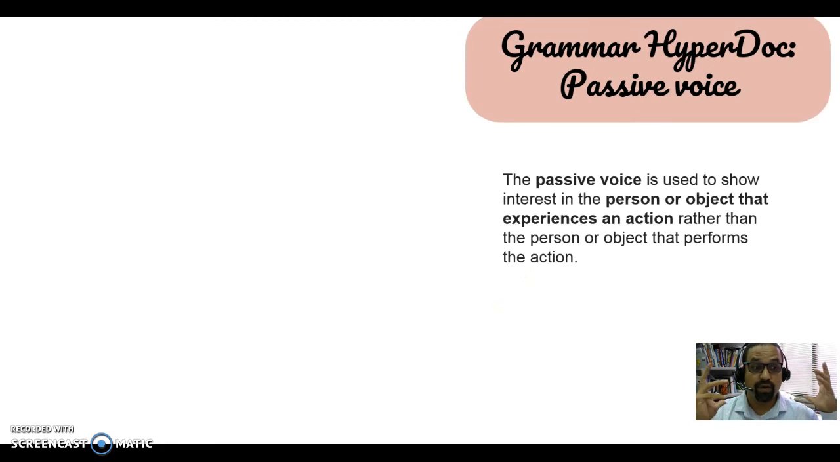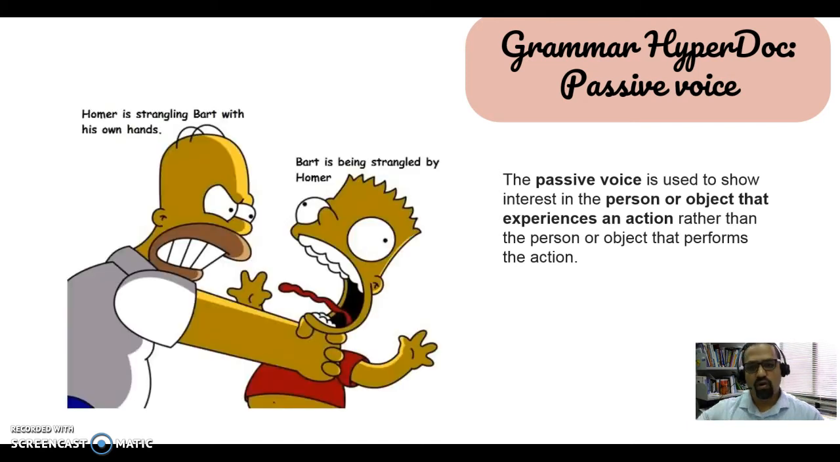The passive voice. We use the passive voice to show interest in the person or object that experiences the action. For example, who's doing the action here? Homer is doing the action. Who's receiving the action? Bart. So from the active, we said Homer is strangling Bart with his own hands.